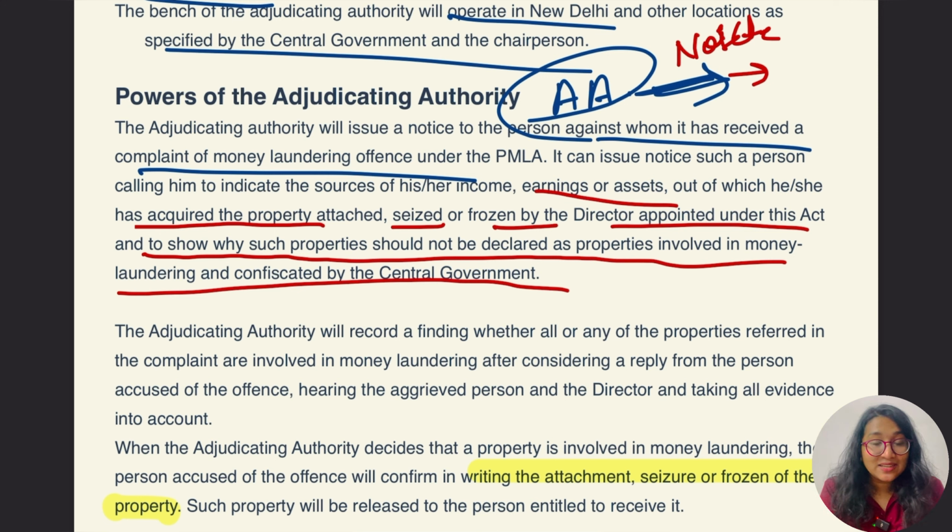Okay, so definitely if the AA has any evidence against a person who is actually involved in any of the activities of money laundering, in that case the AA is going to issue a notice against that person, and he is going to ask them to specify their sources of income and how much income they earn. The person has to specify each and everything, and the AA will simply ask, can you show me some evidence that this property of yours is not from money laundering earnings? So you have to give the proof to the AA, the accused person here. Hope this point was clear.